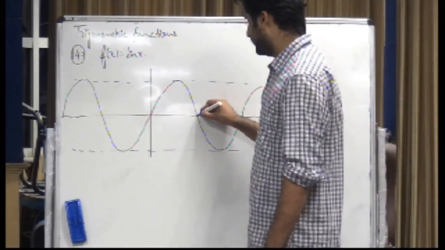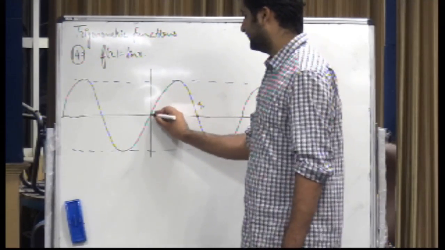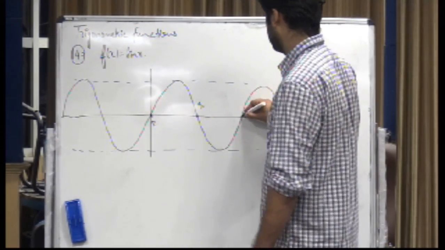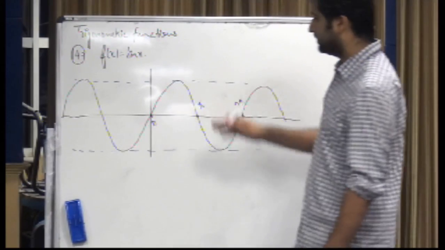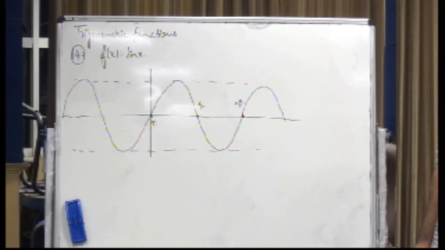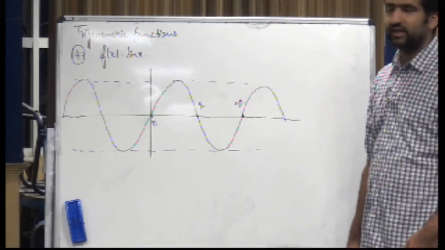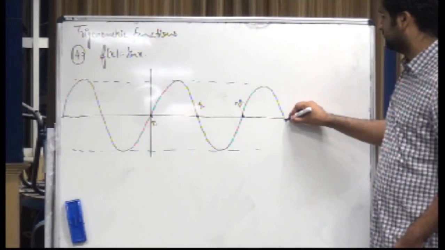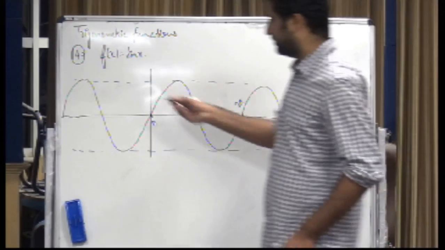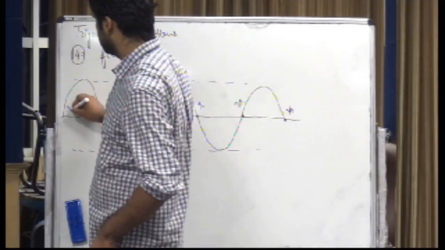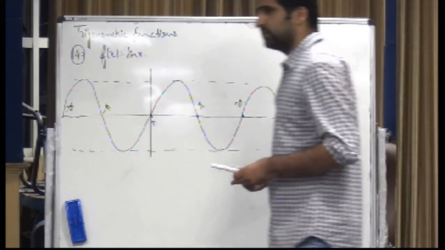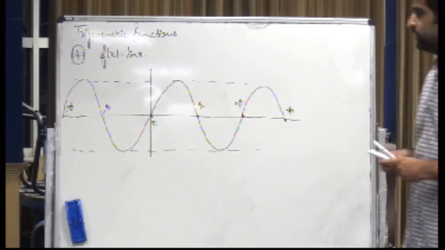So what are these values? This is pi, this is 0. All the points where the graph is meeting the x-axis will be n pi. x belongs to n pi, right? So this is 3 pi, 0, minus 2 pi. So this is the graph for f(x) is equal to sin x.